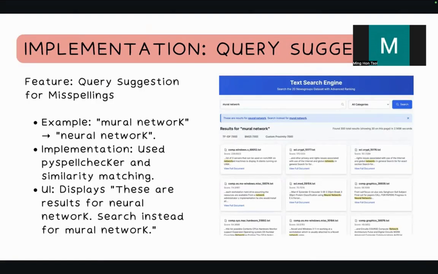Another important feature I implemented is query suggestion for misspellings. For example, if a user searches for a misspelled neural network, the system suggests neural network using a combination of PySpellChecker and similarity matching. In the UI, it displays a message that shows results for the corrected query instead of the misspelled one, allowing the users to choose. And the screenshot shows the suggestion in action, improving the user experience by handling common typos.